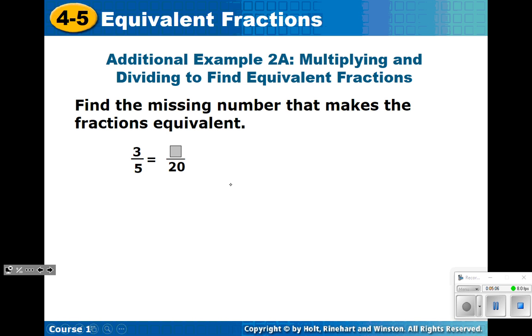You're also going to be asked to do this. Find the missing number. How did you come up with 12? What did you do? Okay. Whatever you do to the top, you have to do to the bottom. So in order to go from 5 to 20, you multiply it by 4. So you got to multiply the top by 4. You end up with 12 here. Simple enough. Next one.